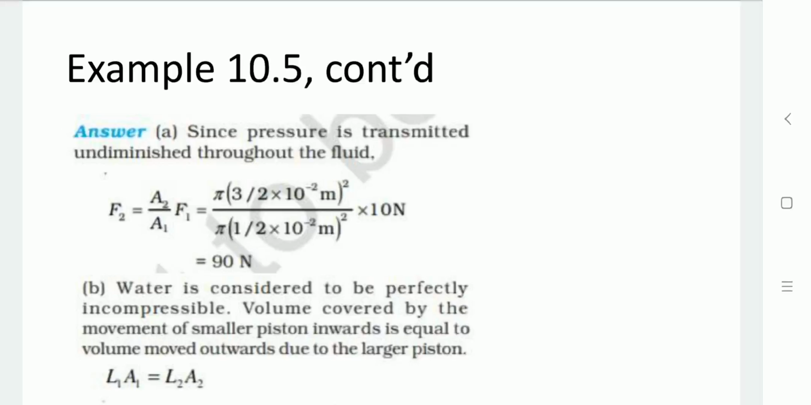So by substituting the value of diameter, we are able to get the area of both the pistons, and the applied force is given, that is 10 Newton. By substituting all the values, we are having generated force F2 equal to 90 Newton.